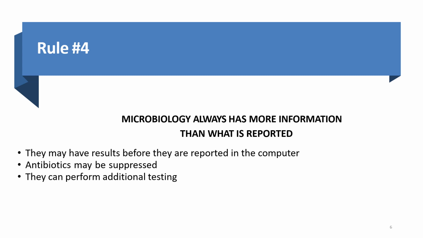Rule number four is that microbiology always has more information than what is reported. So the microbiology lab can be taken help or guidance for interpreting the reports or getting some additional testings on the sample. Microbiology has more results in hand before they are reported into the computer. Antibiotics may be suppressed in the microbiology report, so the microbiologist can perform additional testing as required.